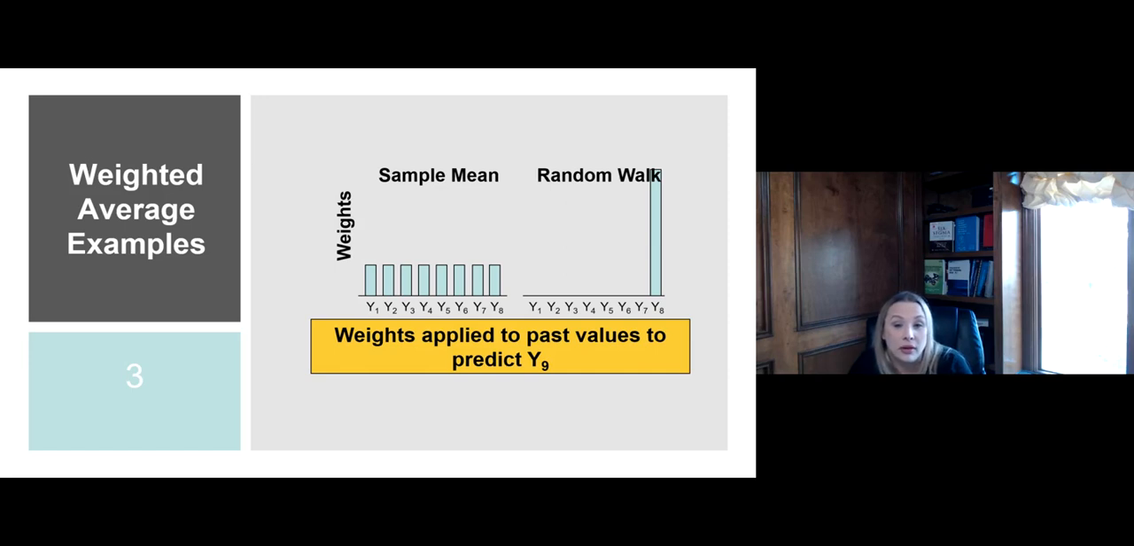So let's start by looking at two very commonly used styles of weighted averages, which are sample mean and random walk. These are examples where we're going to dive into each of these a little bit further. In this case, what we are trying to do is use our past values to predict observation Y9.